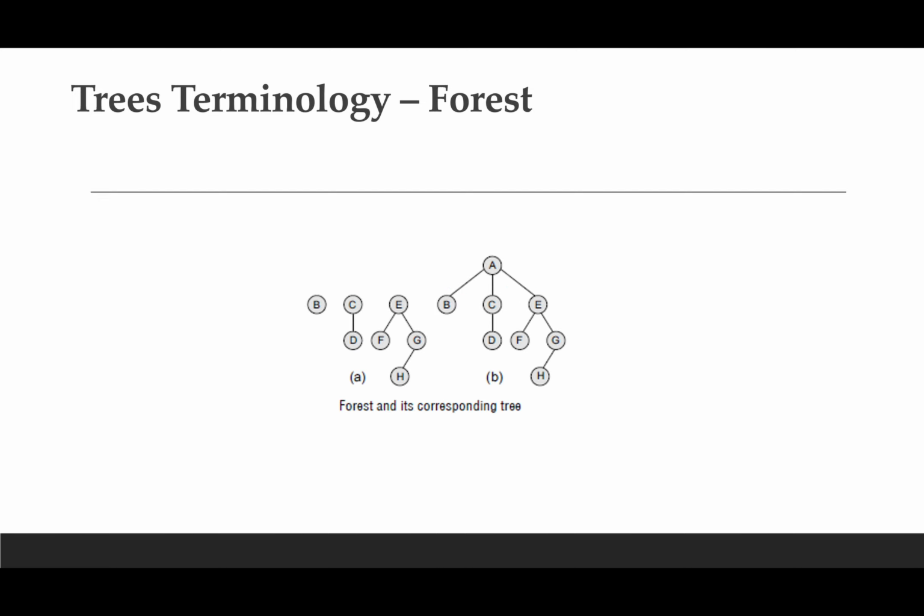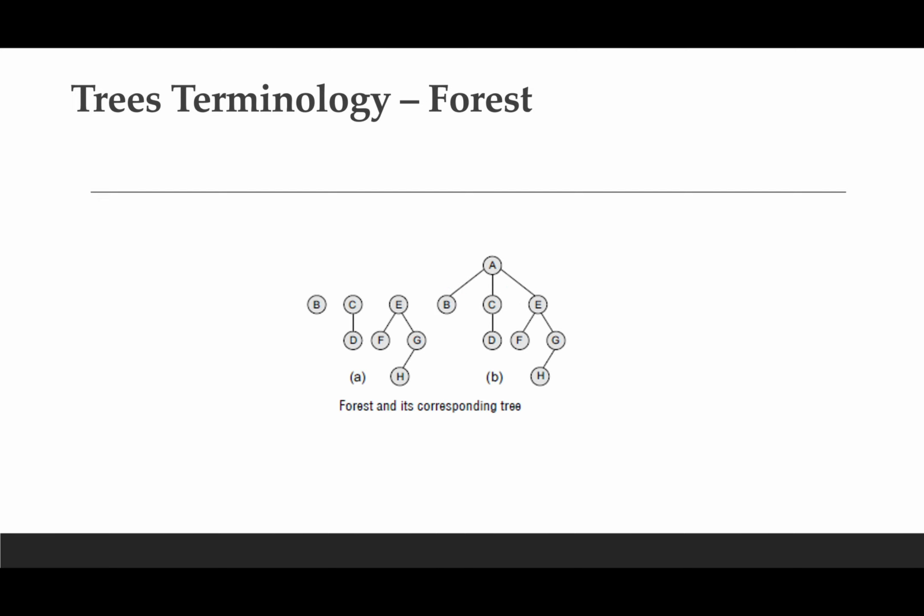Then path. A sequence of consecutive edges is called a path. The path from node a1 to ak can be defined as the sequence a1, a2, a3 up to ak, where ai is the parent of ai+1, for 1 less than or equal to i less than or equal to k.